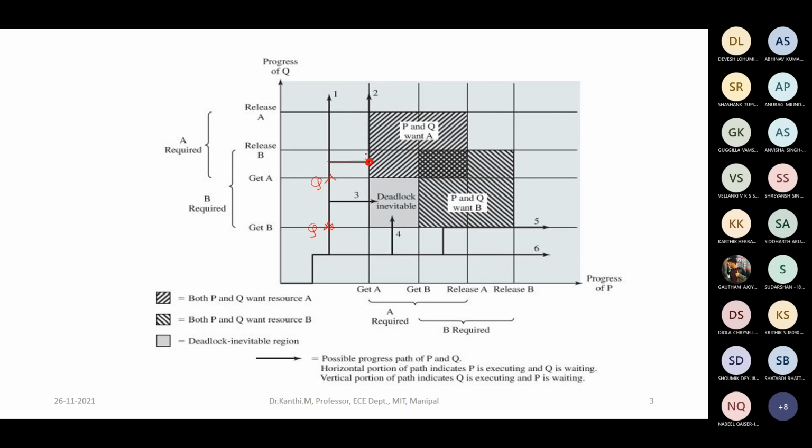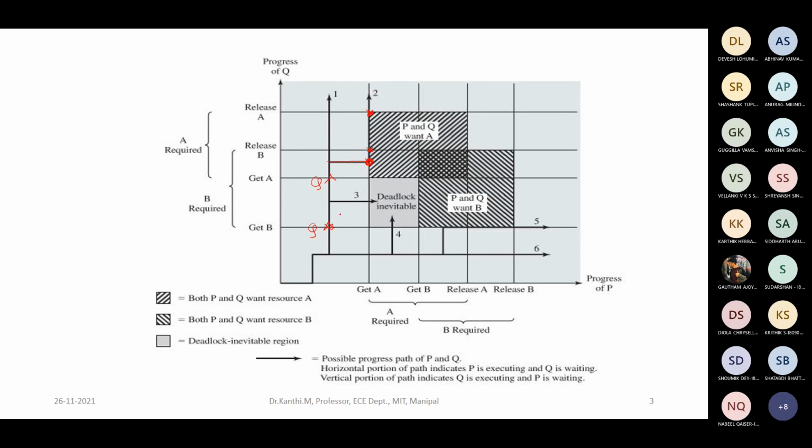And here, say process Q will release B. Then the process Q releases A. Once it releases A, then P can acquire A. So that is the second situation.